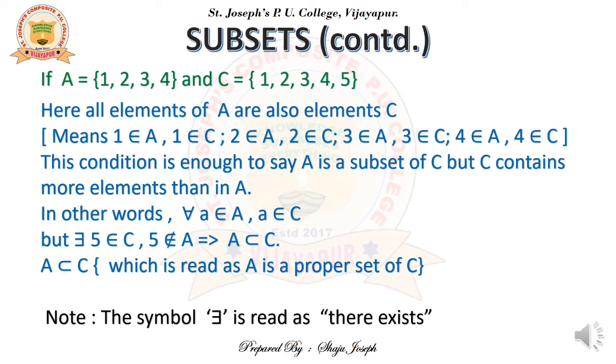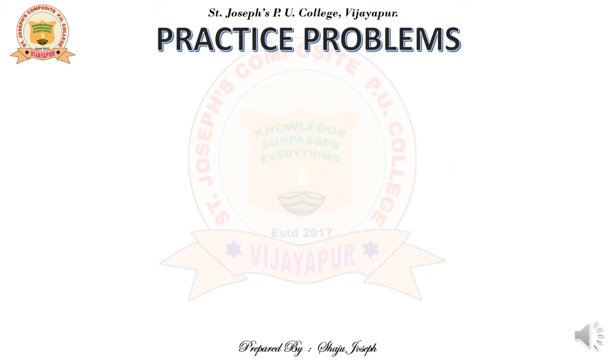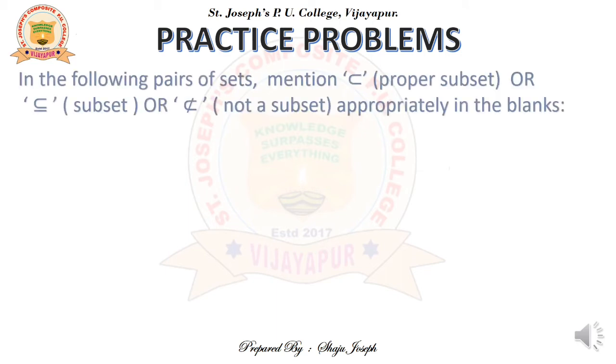Now let us try to identify them. Let us try to identify in a few practice problems. See, in the following pairs of sets, mention proper subset. I hope you remember proper subset means first set is smaller than the second set, at least by one element. It can be more than one element also. Or subset. In this case, it can be equal also. So if you find equal sets, please use this symbol. That is the subset symbol. Not proper subset, just subset.